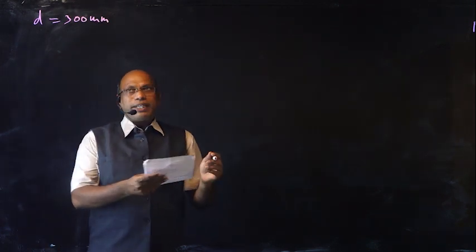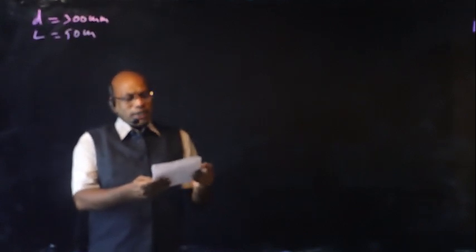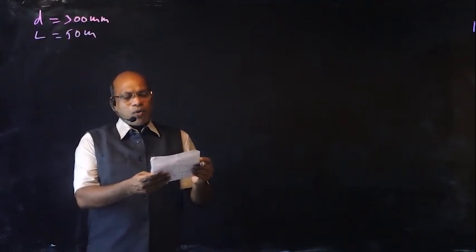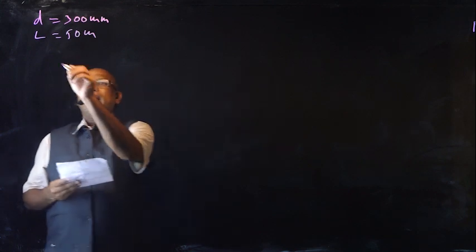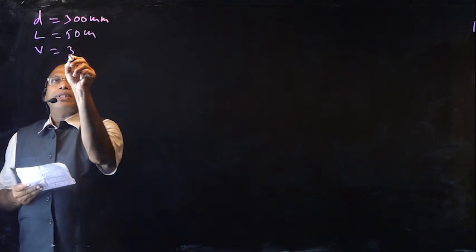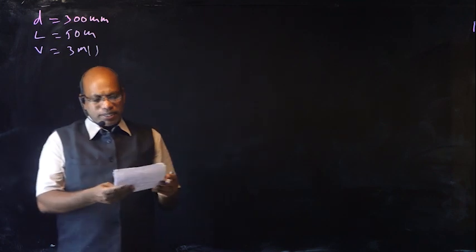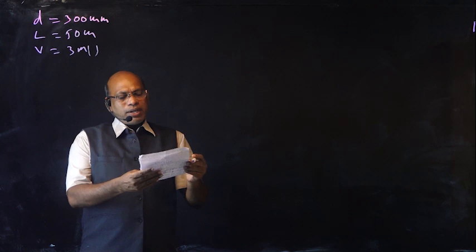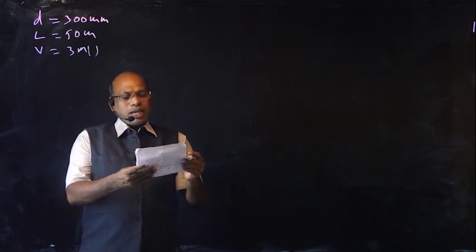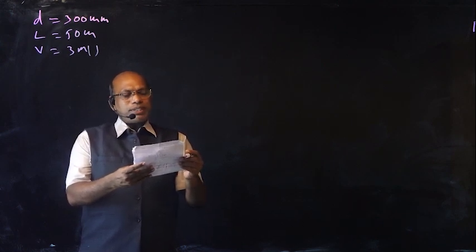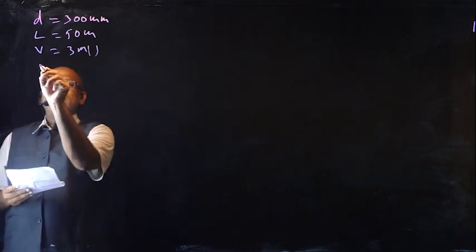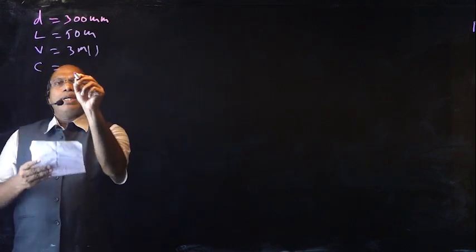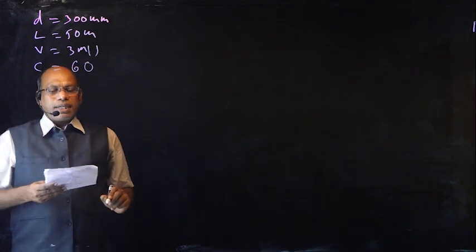and length 50 meters, through which water is flowing at a velocity of 3 meter per second, using Darcy's formula and Chezy's formula. In case of Chezy's formula, C is a constant value, C equal to 60. Right?